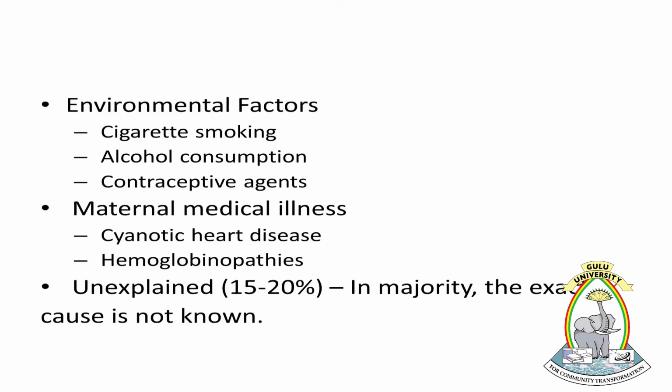We also have environmental factors: cigarette smoking, people who take a lot of alcohol, and people who take contraceptive agents, especially when they're pregnant. They are also more likely to lose the pregnancy. It should be noted that this applies to contraceptive agents only when you're pregnant. When you take them while pregnant, you're distorting the hormonal milieu within a woman's body. Maternal medical illnesses like cyanotic heart disease and hemoglobinopathies are also more likely to cause this.